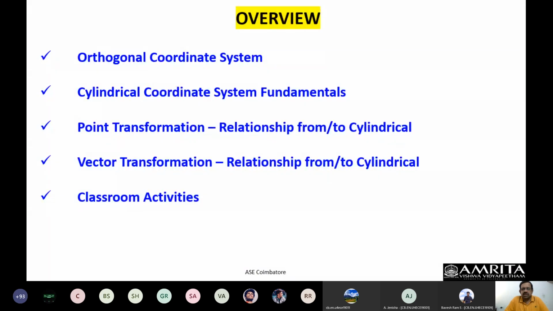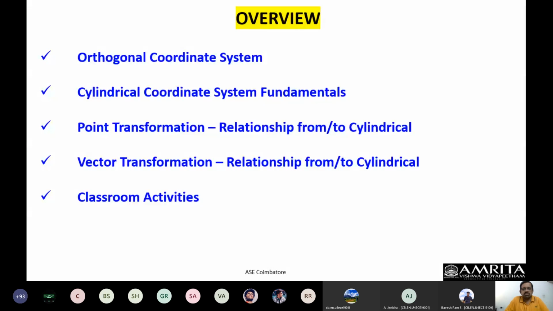The Cartesian coordinate system, which you are already familiar with, is also an orthogonal coordinate system. It is easy to put it this way: an orthogonal coordinate system is one in which the coordinates are perpendicular. What are the other orthogonal coordinate systems? They are, for example, cylindrical, spherical, elliptical, conical, and so on and so forth.